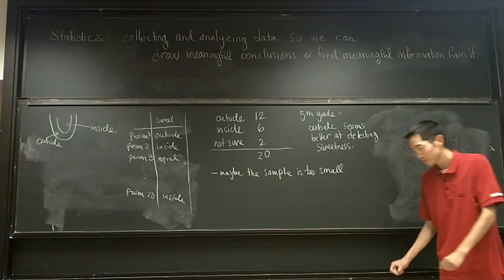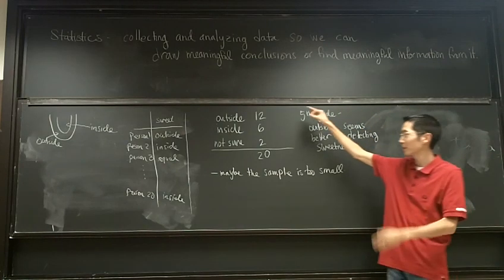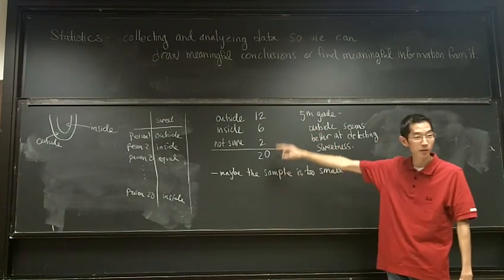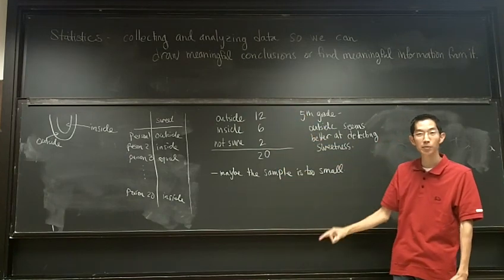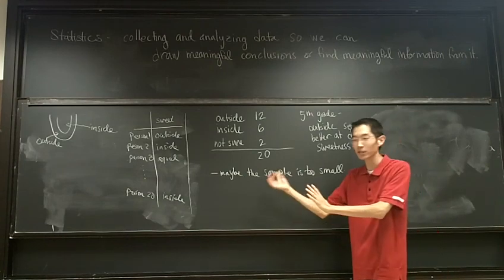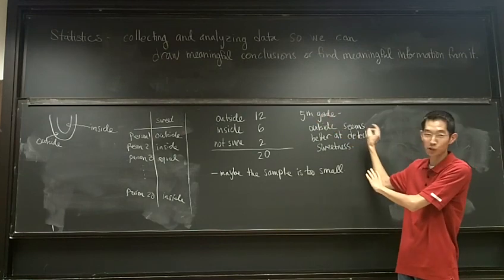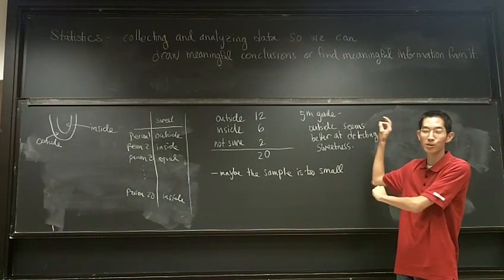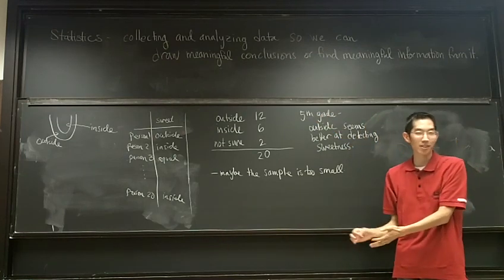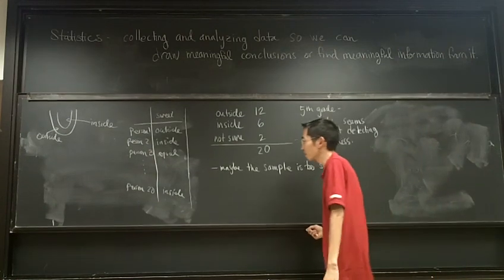Okay, so what statistics will help us do is come to some kind of conclusion about this. And it will also help us decide what sample size we need. At what point is our data good enough for us to say, yes, the conclusion we made is good, versus the data is still inconclusive. Okay, so statistics.